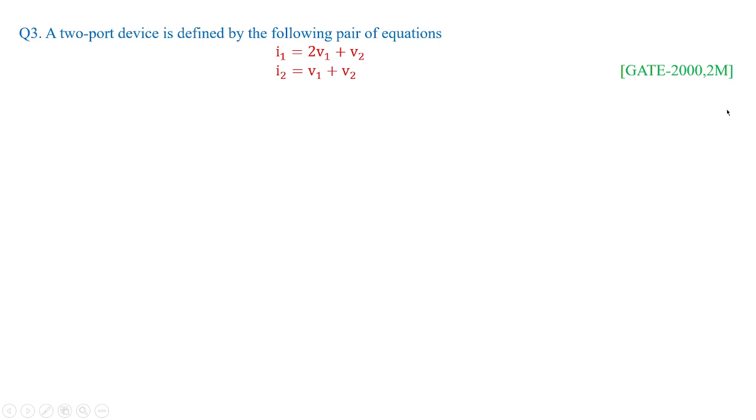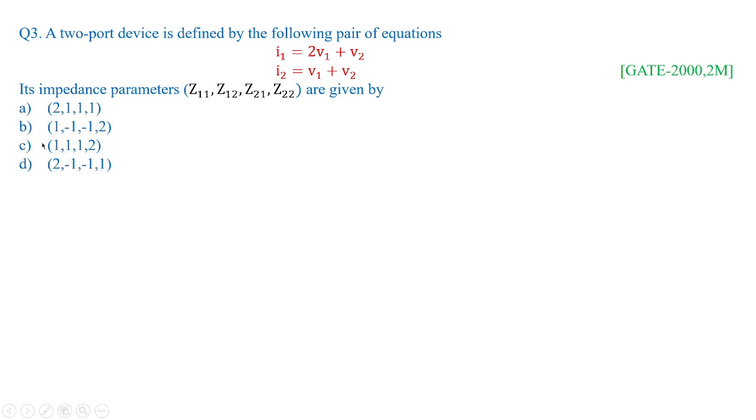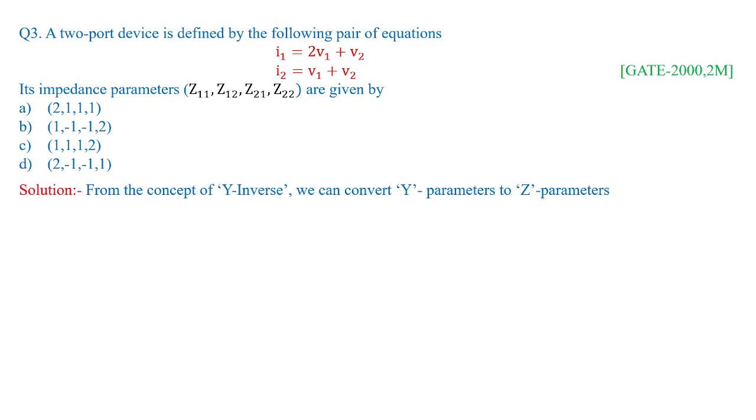In problem 3, which was asked in GATE 2000 for 2 marks, here directly you can see a two-port device is defined by a set of equations, I1 equals 2V1 plus V2, I2 equals V1 plus V2. Its impedance parameters, that is Z11, Z12, Z21, and Z22, are given by. The options are given here, A, B, C, D. So how to solve this particular problem?